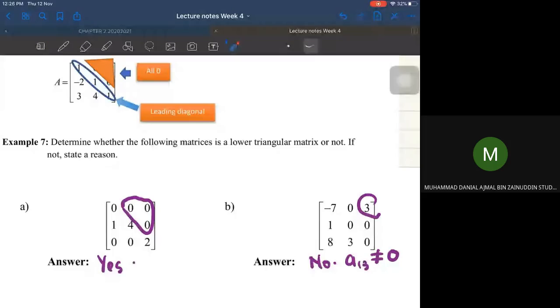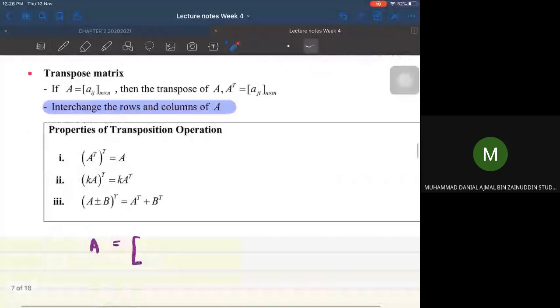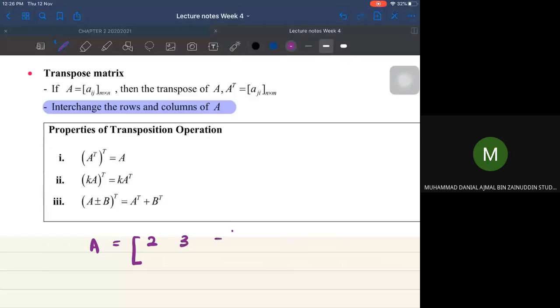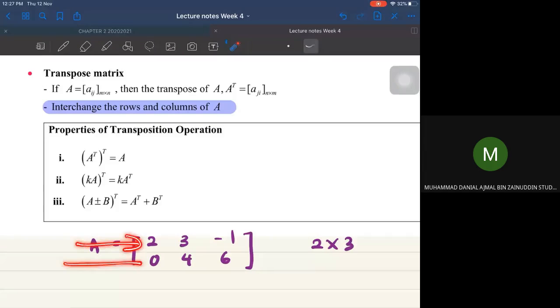Okay. So transpose matrix is the, kita nak tukar row jadi column, column jadi row. Interchange of row and columns. So let's say your matrix A is given by 2, 3, -1, 0, 4, 6. So what is the size of the matrix? So this is 2 by 3. Because you have 2 rows and you have 3 columns.